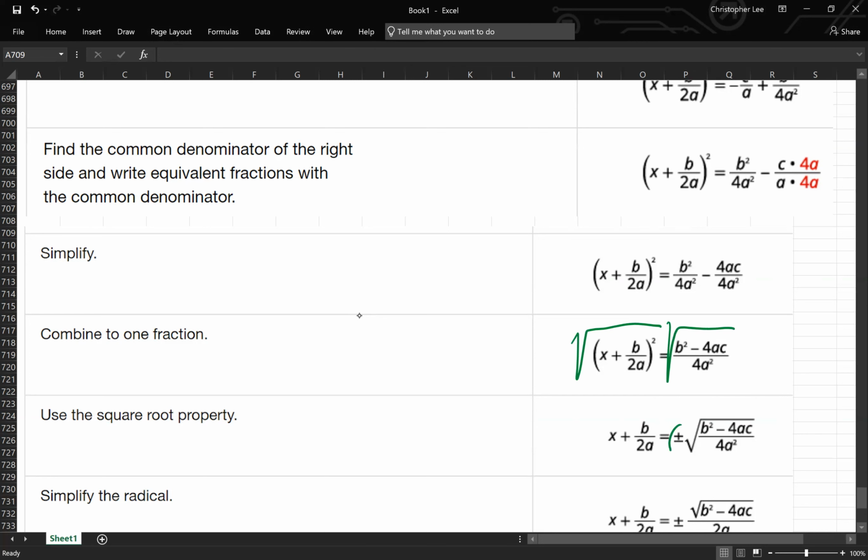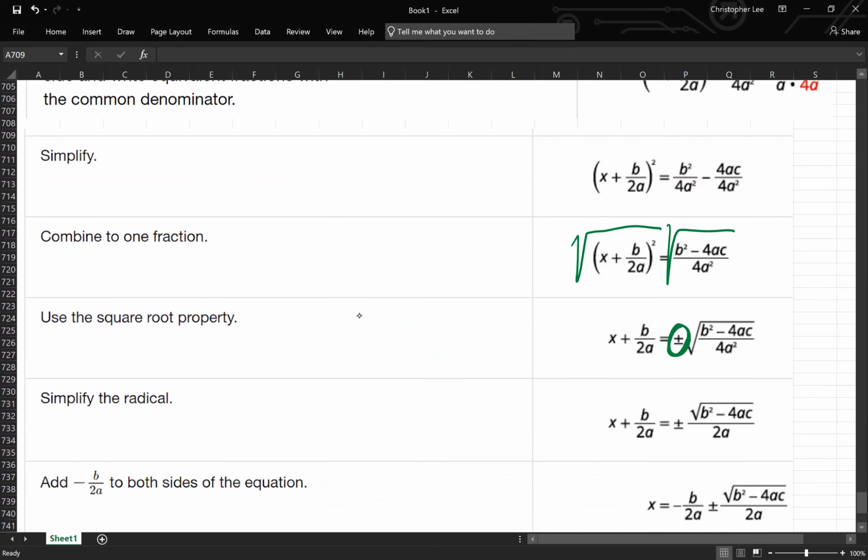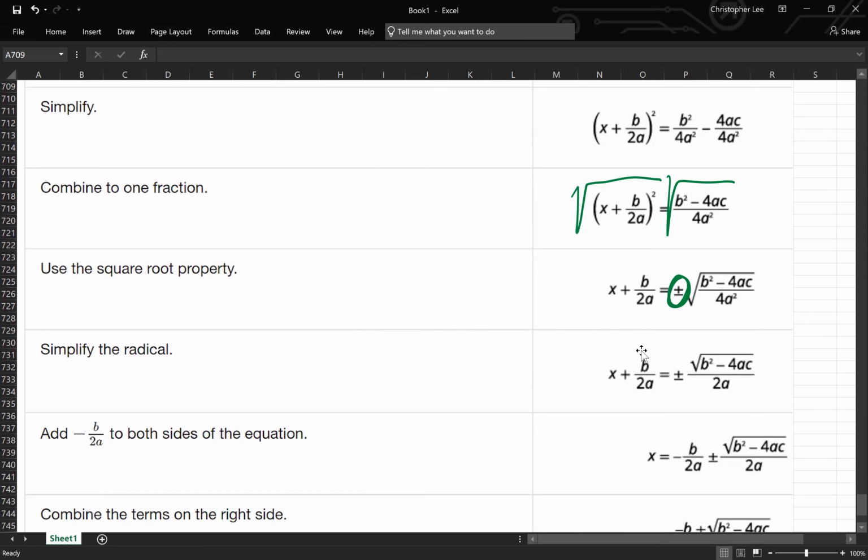Remember that whenever I square root it, I'm going to have a plus or minus in the front. And then it's going to be the square root of b squared minus 4ac over 4a squared. After we do that, I just subtract the b over 2a to the other side. So I'm going to have plus or minus the square root of b squared minus 4ac, and remember I can put the square root over both of them individually, and that's how I get the 2a down here. Again, now it's the same denominator, so now I can add or subtract easily.